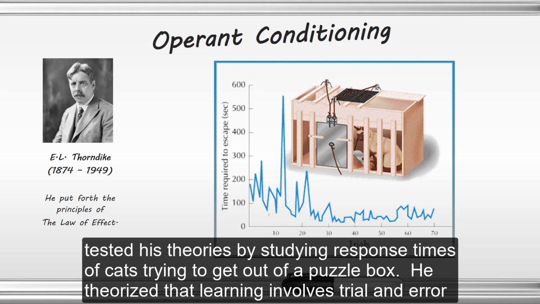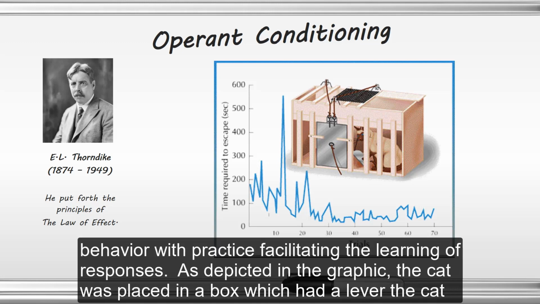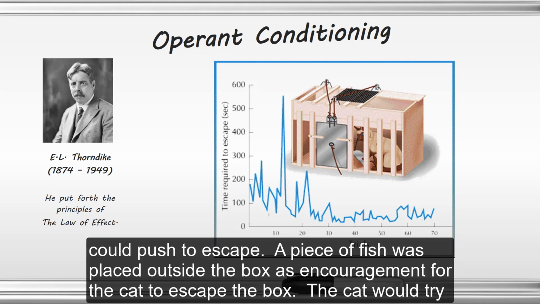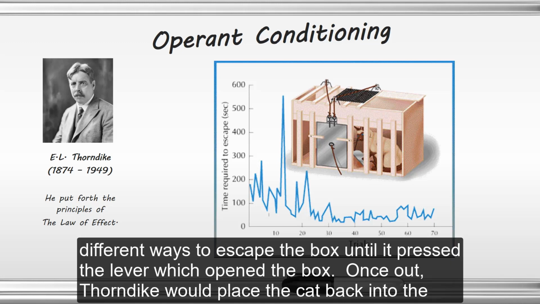Thorndike tested his theories by studying response times of cats trying to get out of a puzzle box. He theorized that learning involves trial and error behavior, with practice facilitating the learning of responses. As depicted in the graphic, the cat was placed in a box which had a lever the cat could push to escape. A piece of fish was placed outside the box as encouragement for the cat to escape the box. The cat would try different ways to escape the box until it pressed a lever which opened the box.